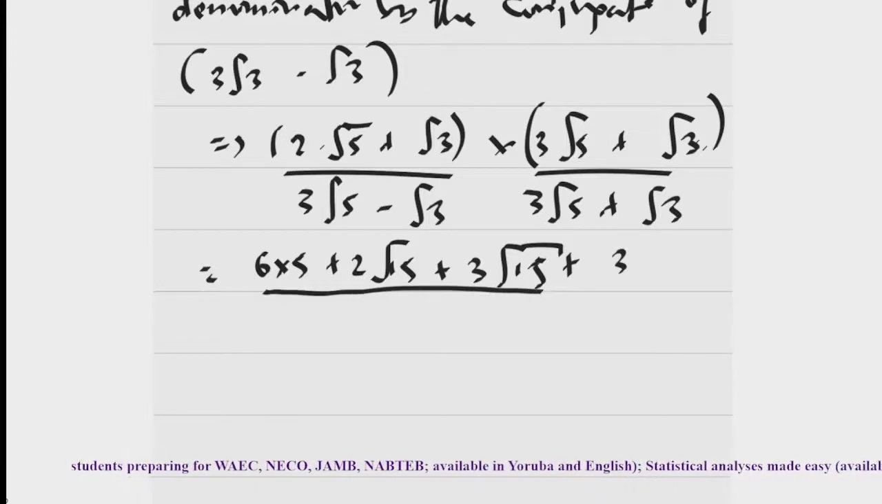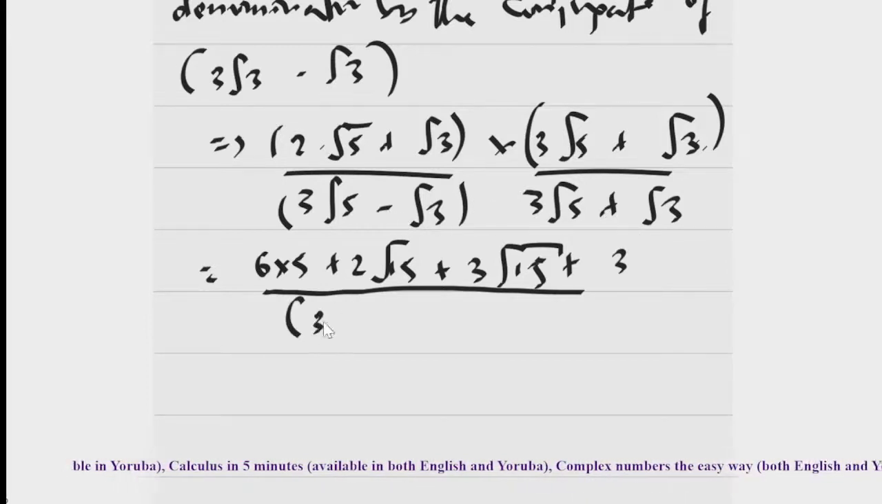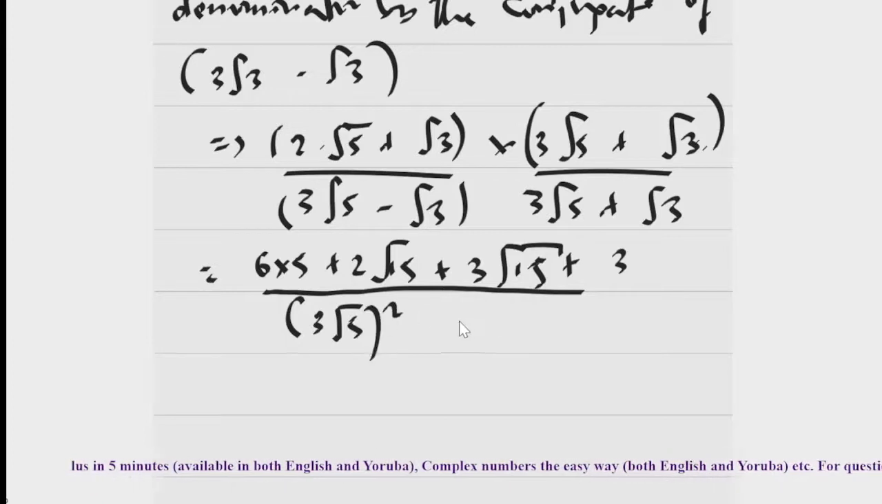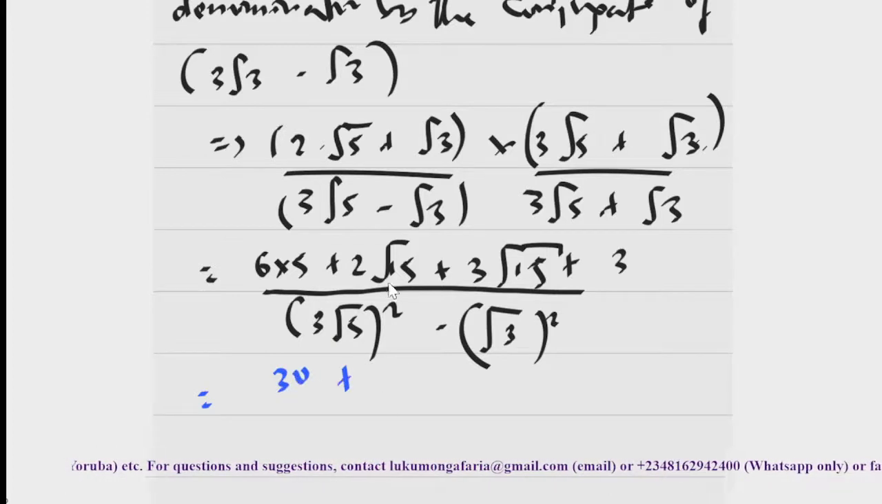Then divided by, you multiply this and this together. You don't need to stress yourself since you are multiplying this by its conjugate. You can apply your difference of two squares. It's a difference of two squares, the same numbers. You have minus here and plus here. Then this is going to give you 3 root 5, everything squared, minus root 3, everything squared. Okay, if you simplify further, this is going to give me 30 plus. You can add these two together because they have the same term, root 15.